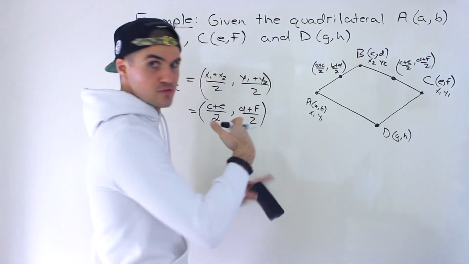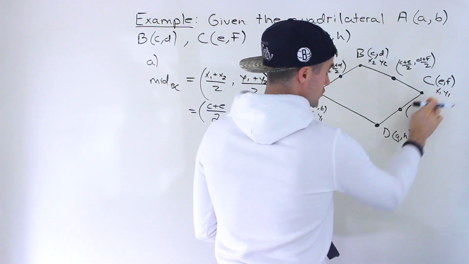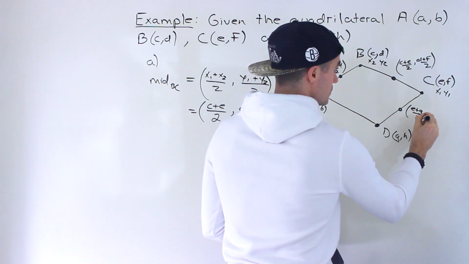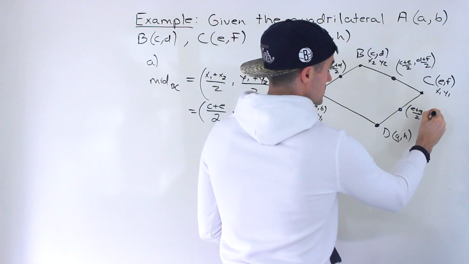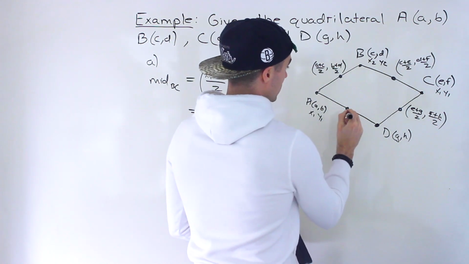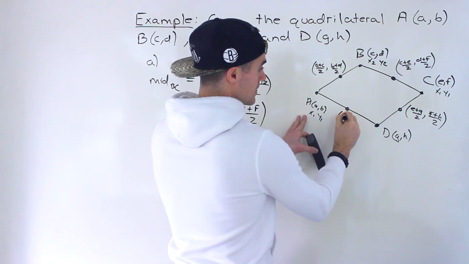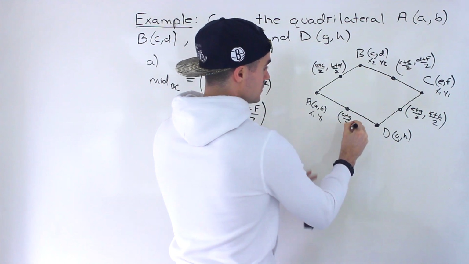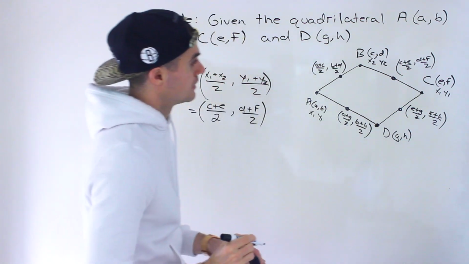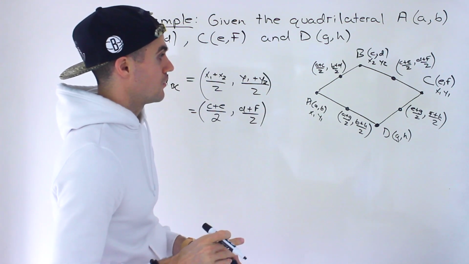Okay, and if we just follow the same procedure, now we're going to find this midpoint. It's going to be the average of the two x values, so e plus g over 2, and then the average of the y values, which is f plus h over 2, like that. And then this midpoint over here, the average of these two x values, so it will be a plus g over 2, and then b plus h over 2, like that. Right, so those are all the midpoints.